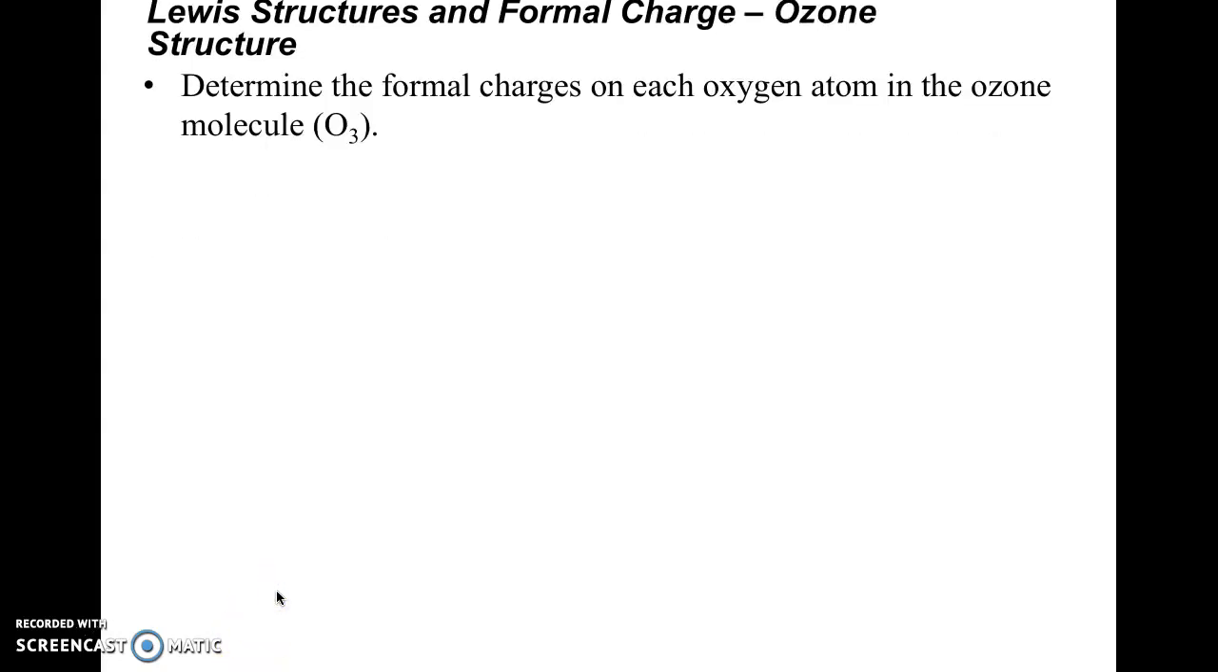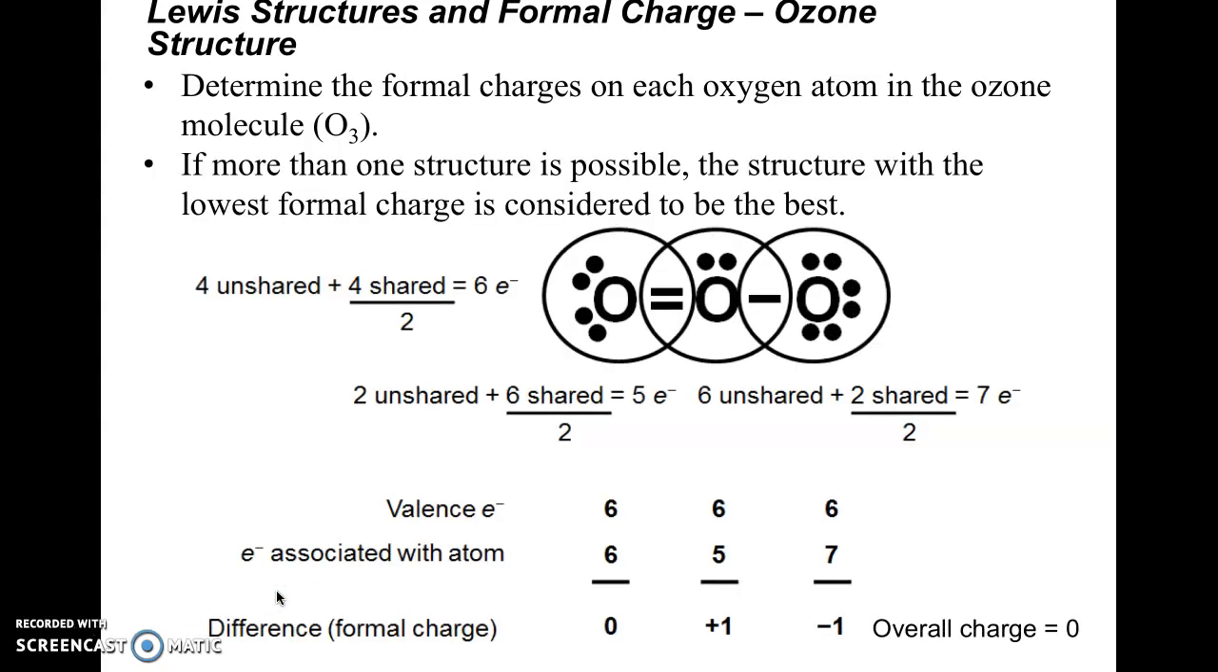So if we look at ozone, I'm going to look at determining the formal charges. In this case, we have one structure, but if we had more, we could use formal charges to pick the better structure. So we have three oxygens. The one on the left and the middle one are double bonded. The middle one is single bonded to the one on the right. And you can see how I calculated the associated electrons, and I've tabulated them below with the valence electrons, and I take that difference, and that's my formal charge.